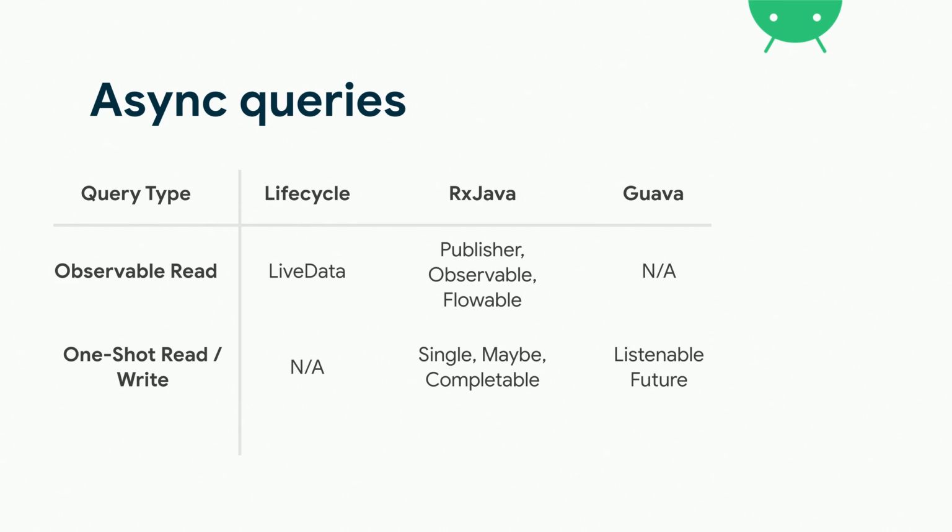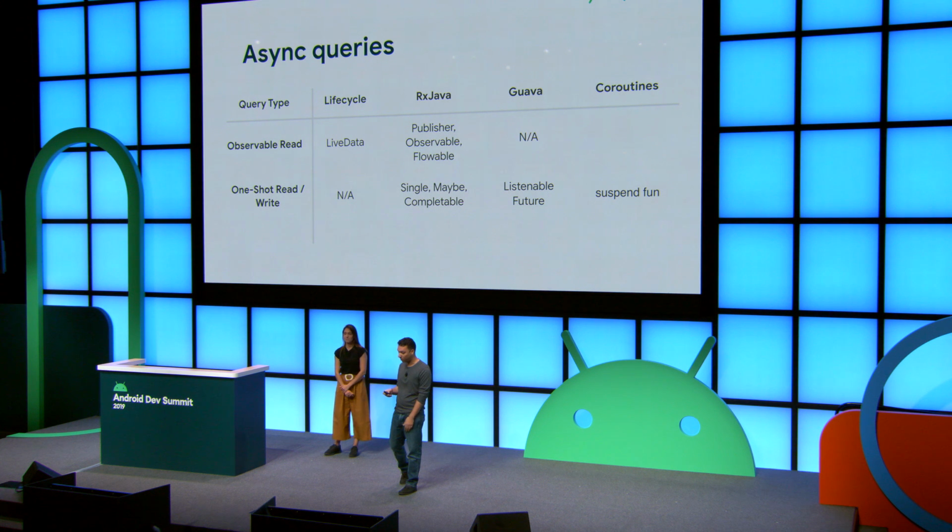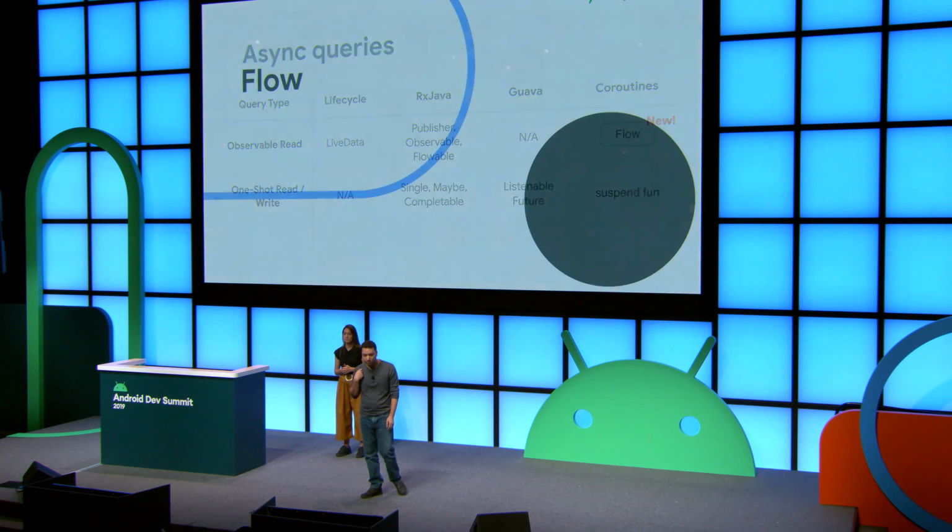As development progressed, we added support for Rx, and this was a complete story. You had types for both observable queries and one-shot operations. Room also supports Guava, and this was a little backwards from LiveData: no observability, but there were one-shot operations. In Room 2.1, we started going the coroutines route, and we added suspend functions, and these fall into that category of one-shot operations. But in Room 2.2, we added support for Flow, and this completes that coroutine story, so you can have a full coroutine application.